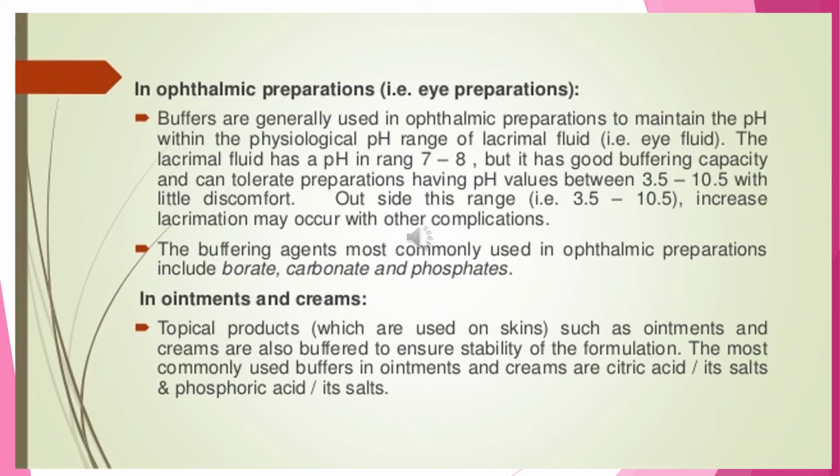In ophthalmic preparations, that is eye preparations, buffers are generally used to maintain the pH within the physiological pH range of lacrimal fluid, that is eye fluid. The lacrimal fluid has a pH in the range 7 to 8, but it has a good buffering capacity and can tolerate preparations having a pH value between 3.5 to 10.5 with little discomfort. Outside this range, increased lacrimation may occur with other complications. The buffering agents most commonly used in ophthalmic preparations include borate, carbonate and phosphate.